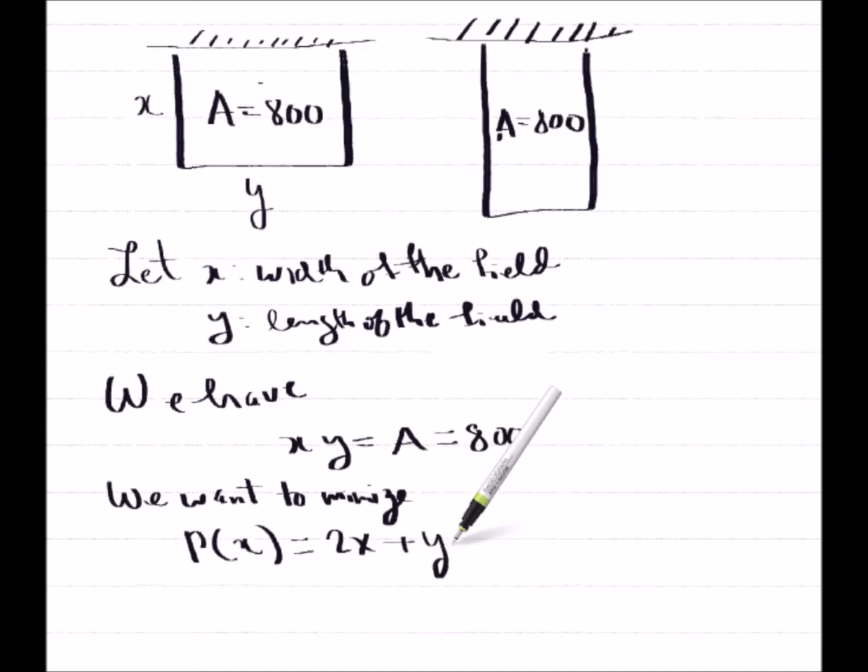But the idea is that y depends on x, and I can solve this equation here for y in order to express y in terms of x. And here it's going to be 2x plus, if I solve this for y, I get that y is a over x. So overall, p is really just a function of x. That's why I just wrote p of x here. And this is the function I want to minimize.